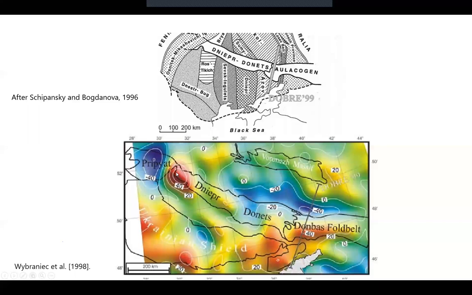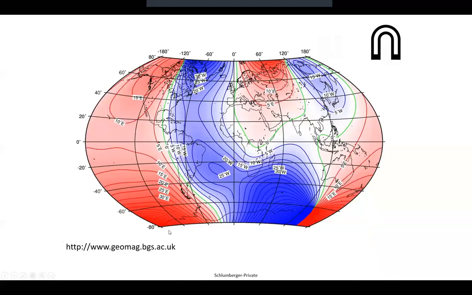And there are anomalies. We have a high here in this part, and we have a low here. Many times it's reflecting what's going on in the subsurface because we have different rocks with different density, and of course the response is different. So gravity map is a very powerful tool. Another tool is this. Any idea what this is?